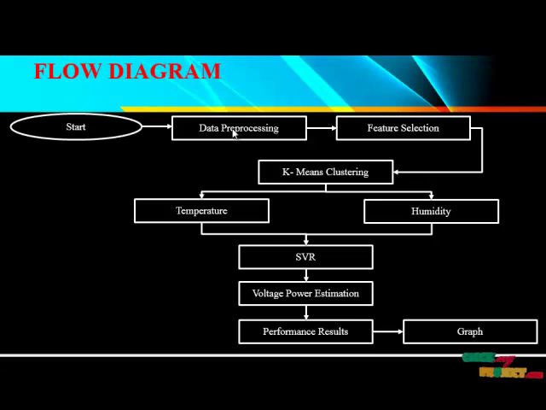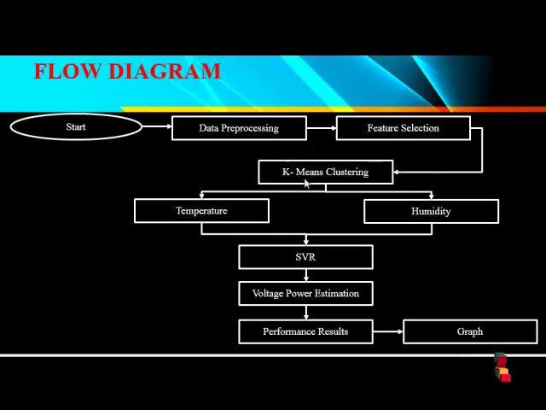So after data preprocessing, the next process is feature selection. Feature selection is also known as variable selection or attribute selection. Here we have to select particular attributes for our next process, and find out the important features which will be used in the further processing.